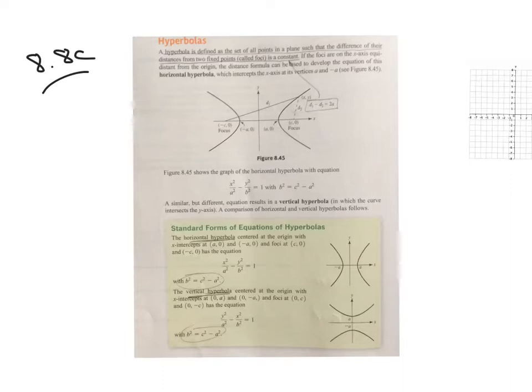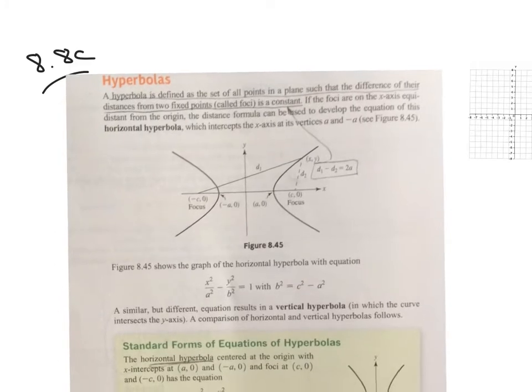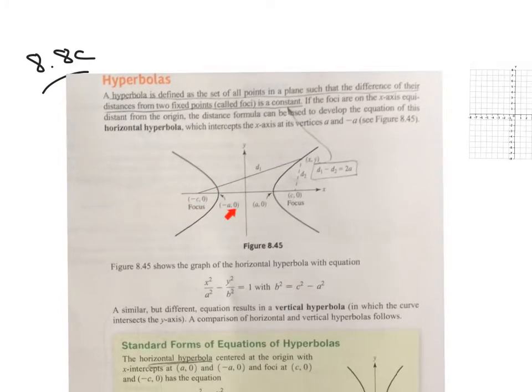Okay, it looks like the last video, 8.8c, as in Charlie, and we are going to start a section on hyperbolas, and the book only really goes into about 3 pages, so it shouldn't take too terribly long. This is the first page on hyperbolas, and just to go over a little bit of an explanation of what they're talking about. This is what a hyperbola looks like.